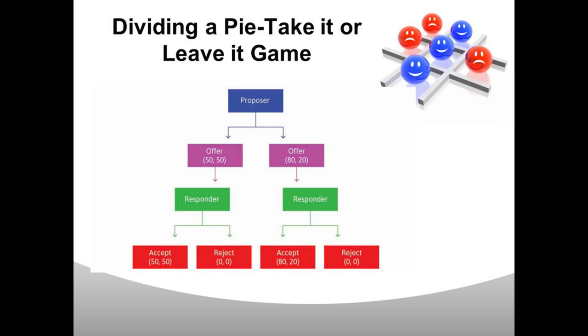All right. The same is the case with the second case. That is, if the proposer's offer is 80-20 and the responder accepts, then the responder gets 20 and the proposer keeps 80. If they reject, both get nothing. So this is a game tree. In that sense, it's very interesting. The game tree is a useful way to represent social interaction because it clarifies who gets what.